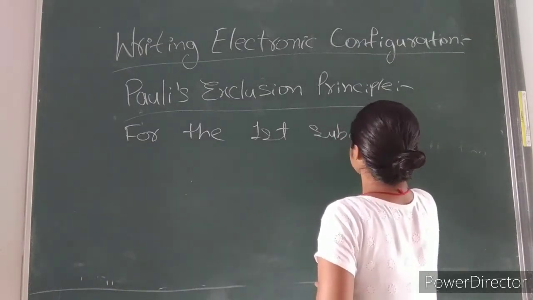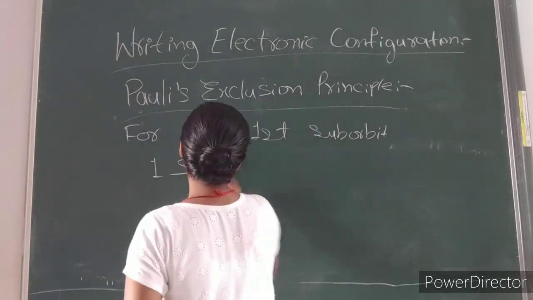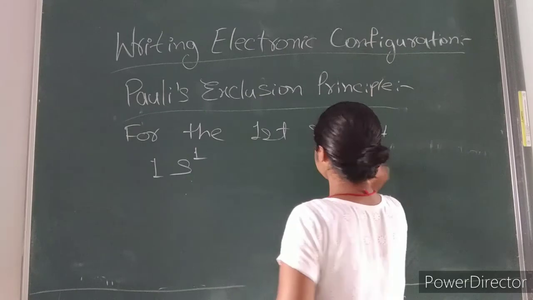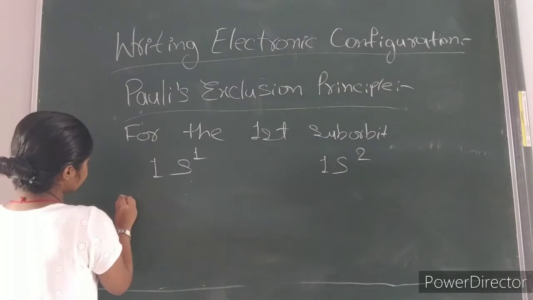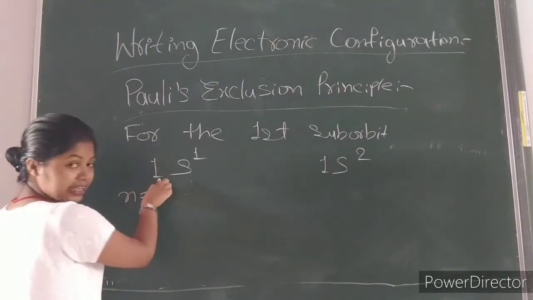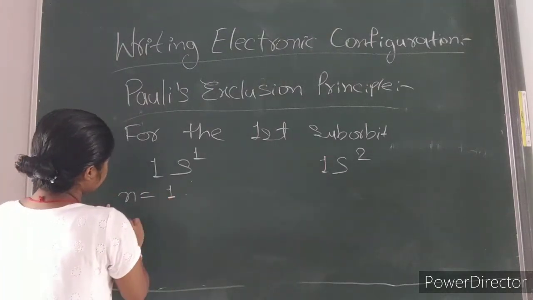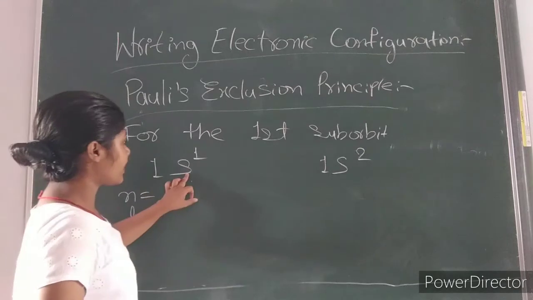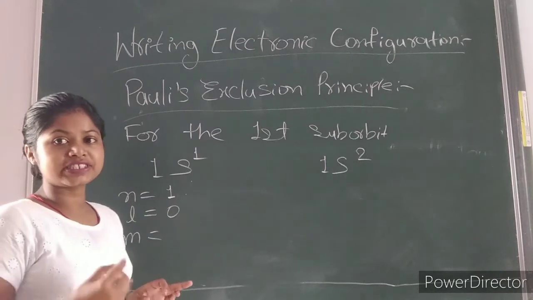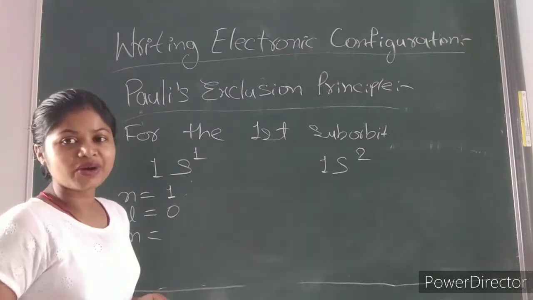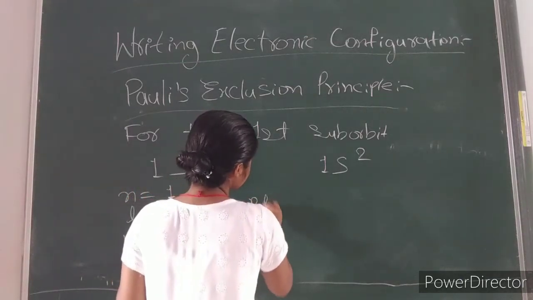Let's take the example of 1s, here 1s1 and 1s2. Now let's find out the quantum numbers for these. For 1s, n is the principal quantum number, orbit number 1. Now l is the azimuthal quantum number, and the value for s is 0. Now m is the magnetic quantum number, which gives information about the orbital, right?